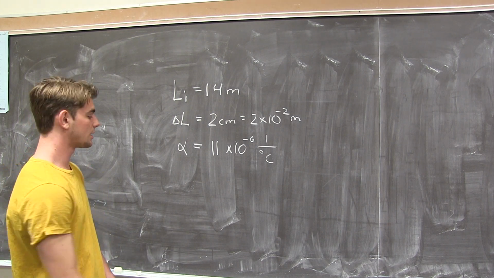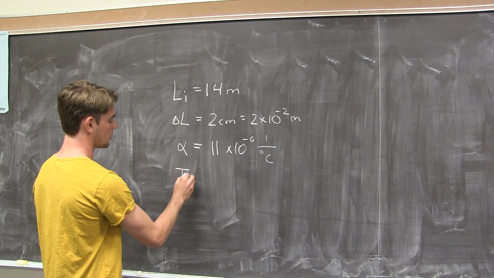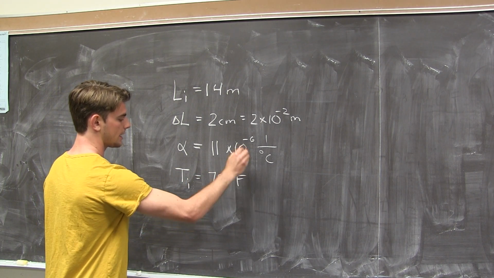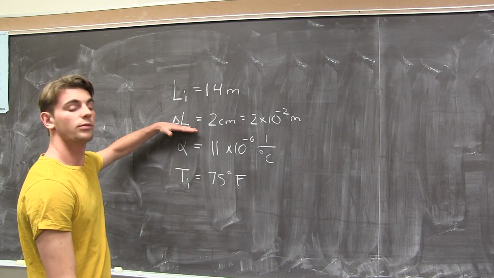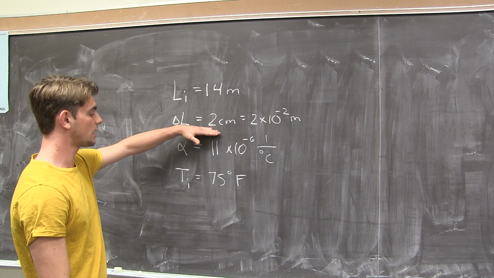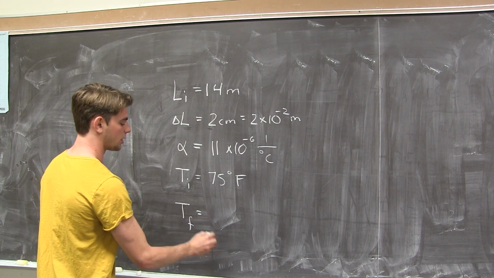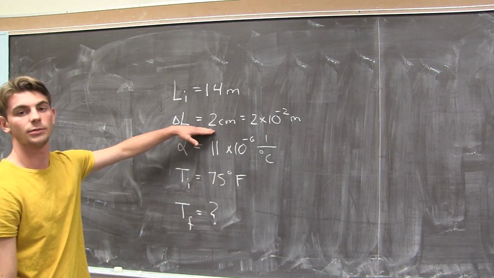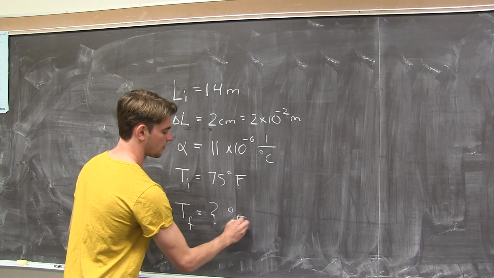Now the bar is initially at room temperature, or 75 degrees Fahrenheit. The initial temperature is 75 degrees F. And we want to know, if the maximum length expansion is 2 centimeters, what is the maximum temperature that this bar can have so as to not exceed that 2 centimeter limit. And we want that to be in degrees Fahrenheit.